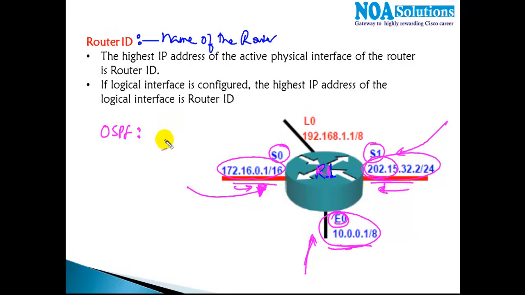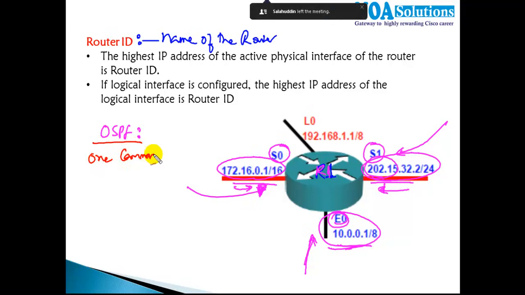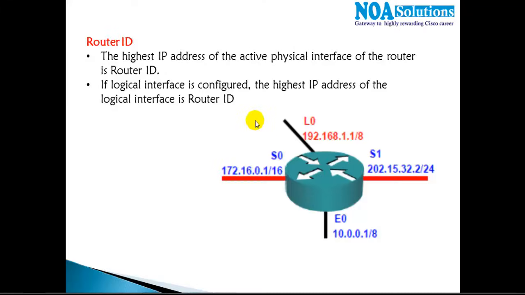But in case of OSPF, the routers have to be identified with only one common name, whatever the direction. Whatever direction you're using, the router must have a unique name assigned. So one common name, whatever the direction. Now let's see what default name it is going to take. Let's say I've got these 3 interfaces.